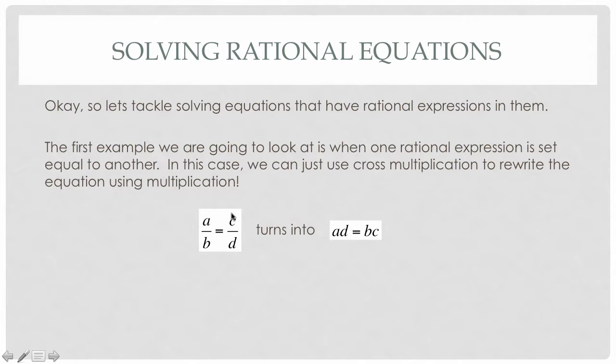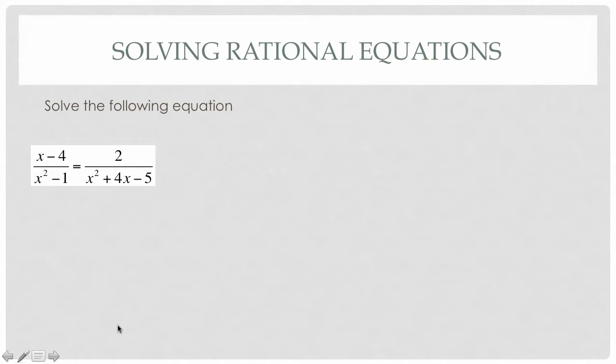This may be a little more complicated, but the idea behind cross multiplication is if you have one rational expression equal to another, you can multiply it and change it into this form, something times something else. So here's an example of that. Let's solve this out. You got an equation. I want to figure out what value of x makes both sides equal to each other.